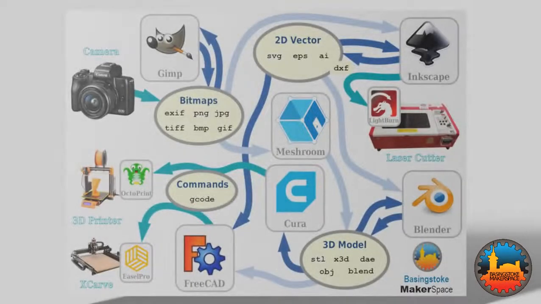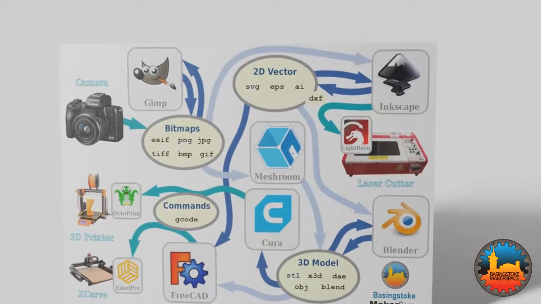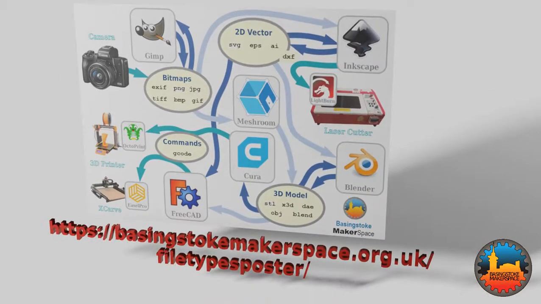At the Basingstoke Makerspace, we frequently get members and visitors that are confused about the various types of computer files being used. I thought I'd create a simplified map that shows an overview of the main file types and how they are related. The picture I've created is available on our website at the address shown here.